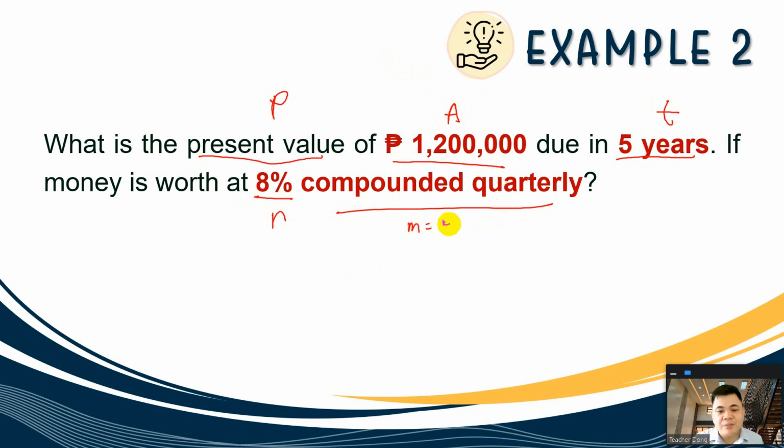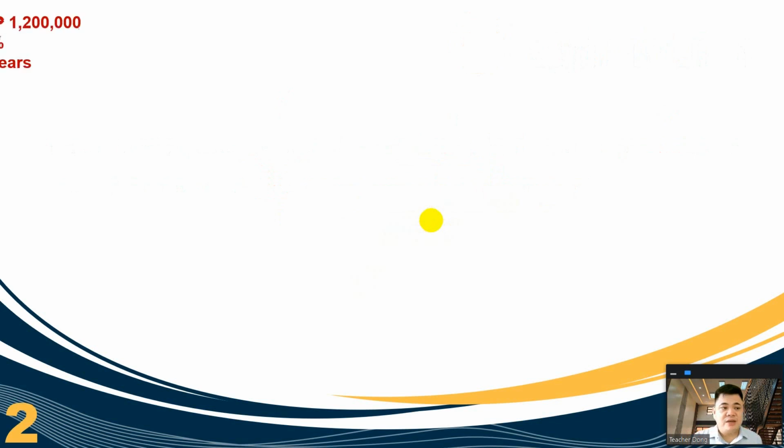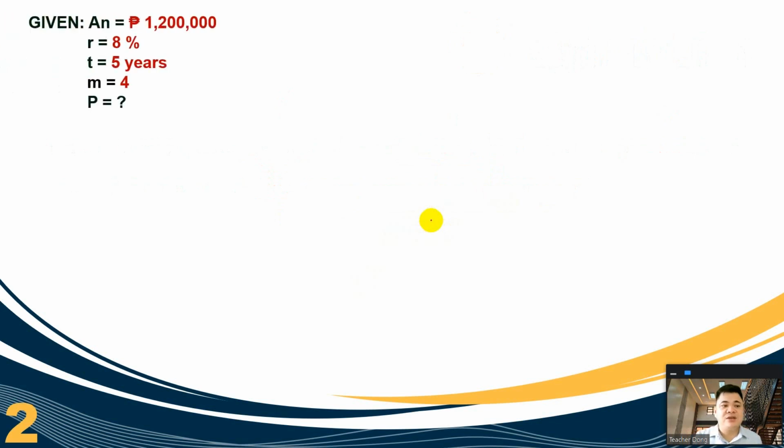So our compounding period will be every quarter, so there is additional interest; it is important to analyze it clearly. Now, we can proceed in solving. In solving, we have the given values: A sub n equals 1.2 million pesos, R is equal to 8%, or you can use the decimal counterpart, 0.08, and then our time is 5 years. Since it's already in years, there's no problem. And m is equal to 4, and our principal is unknown.